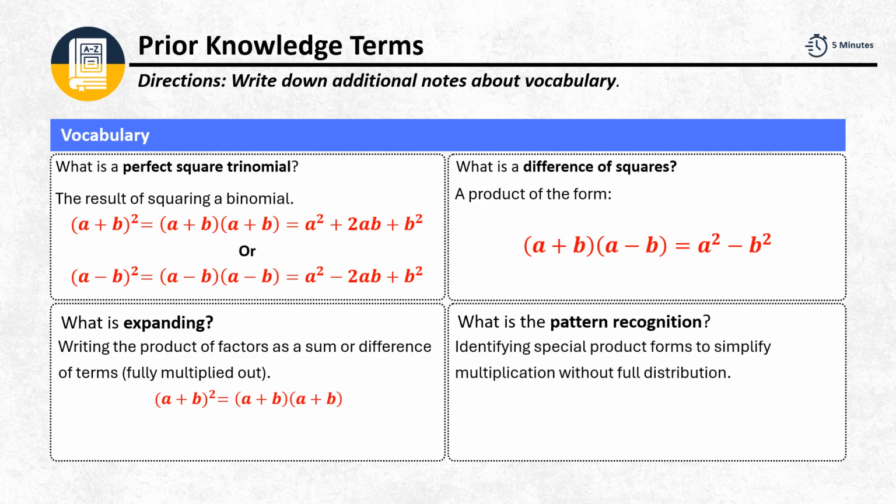And then finally, we want to be able to have pattern recognition. All this means is being able to identify special product forms to simplify using multiplication without fully having to distribute it. Meaning, what we did last class, which was, again, using the area model, or in this case, using the distributive property, by recognizing it as either a difference of squares or expanding it, we would be able to just simply plug in the values into the formula.